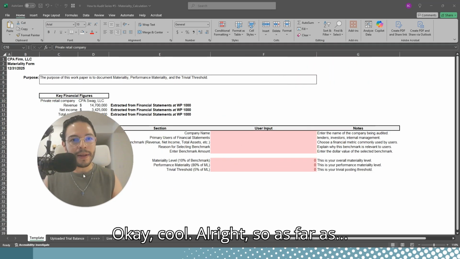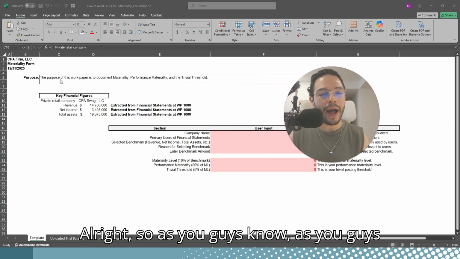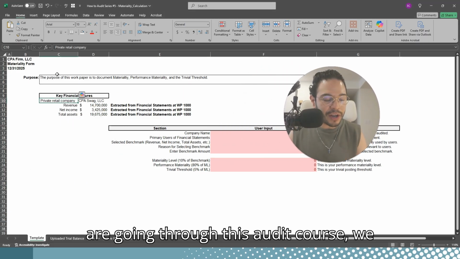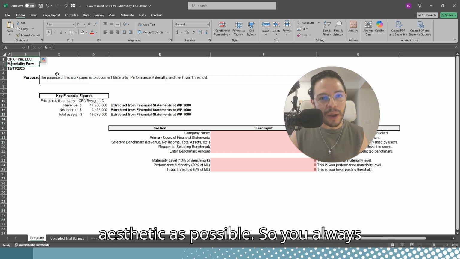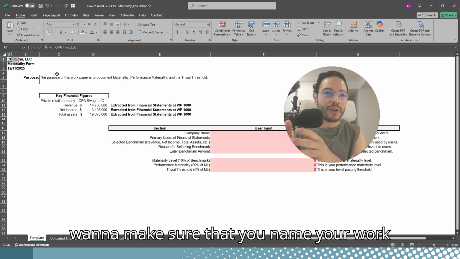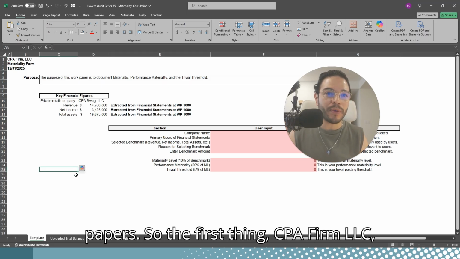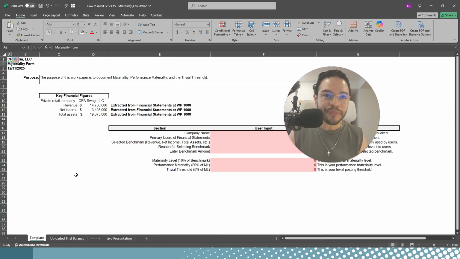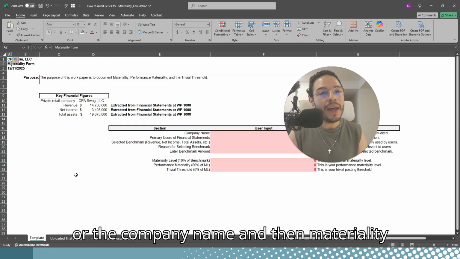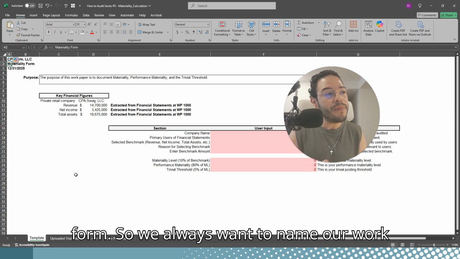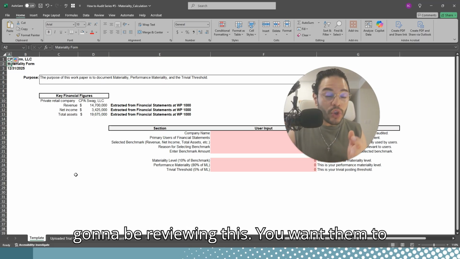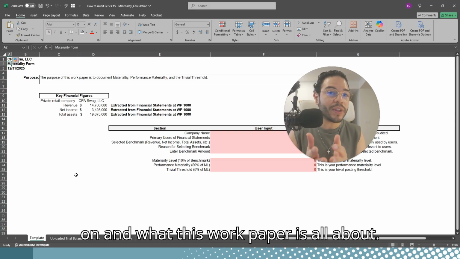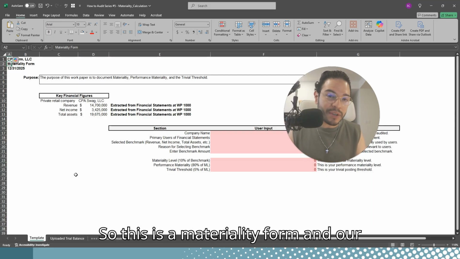Okay, cool. All right, so as you guys are going through this audit course, we always make sure our work papers are as aesthetic as possible. So you always wanna make sure that you name your work papers. So the first thing, CPA firm LLC, that's gonna be the firm name or the company name. And then materiality form. So we always want to name our work papers, right? You want someone that's going to be reviewing this to know exactly what you're going to be working on and what this work paper is all about. So this is a materiality form.